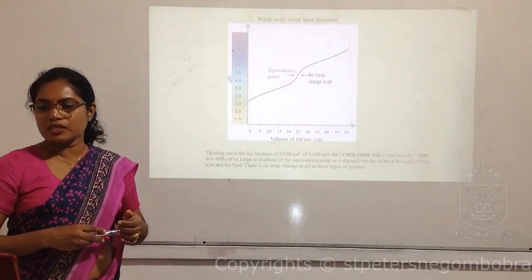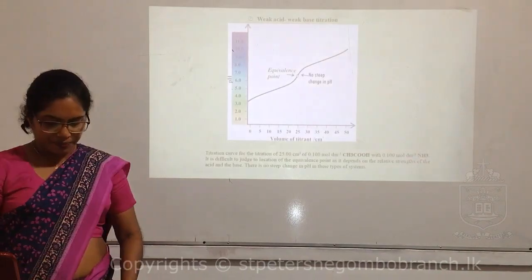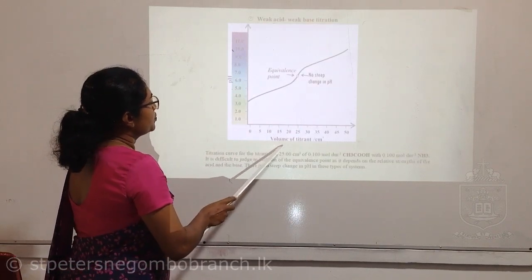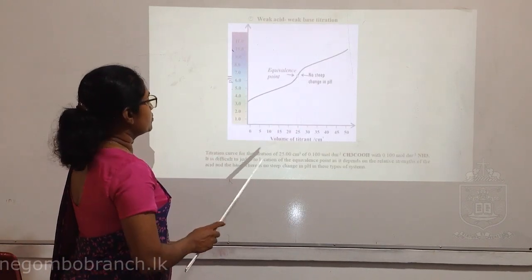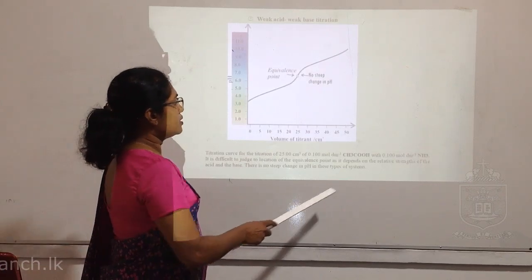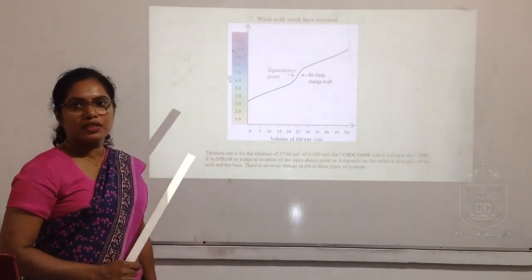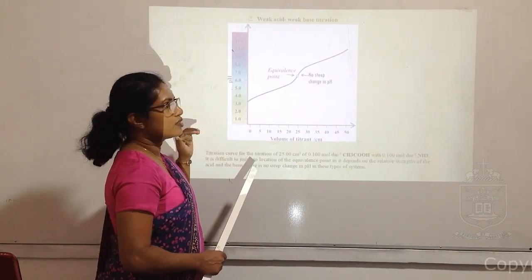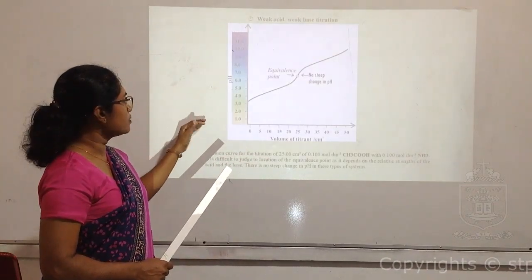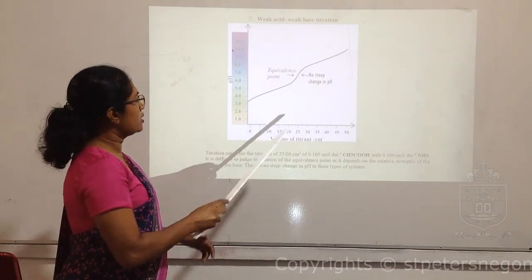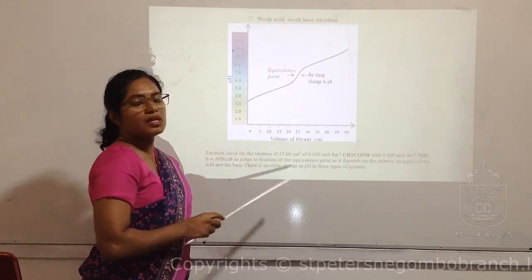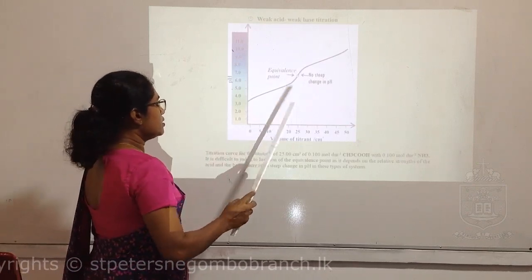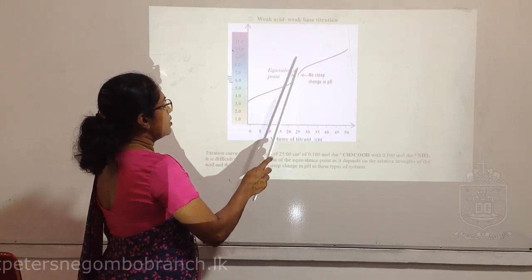Now let's take the weak acid weak base titration. It is like this. Here we use acetic acid and ammonia. Acetic acid is a weak acid and ammonia is a weak base. If we construct a pH curve, it is like this. You can see there is no steep pH change in this graph, so it is very difficult to find this equivalence point.